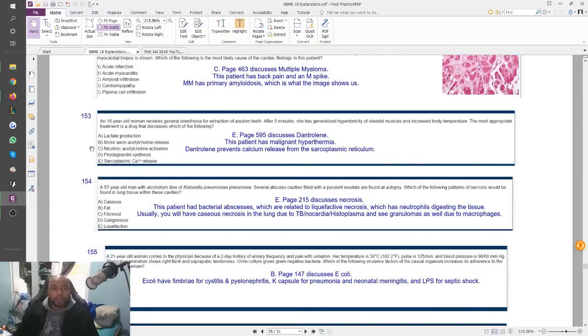153, an 18-year-old woman receives general anesthesia for extraction of her wisdom tooth.